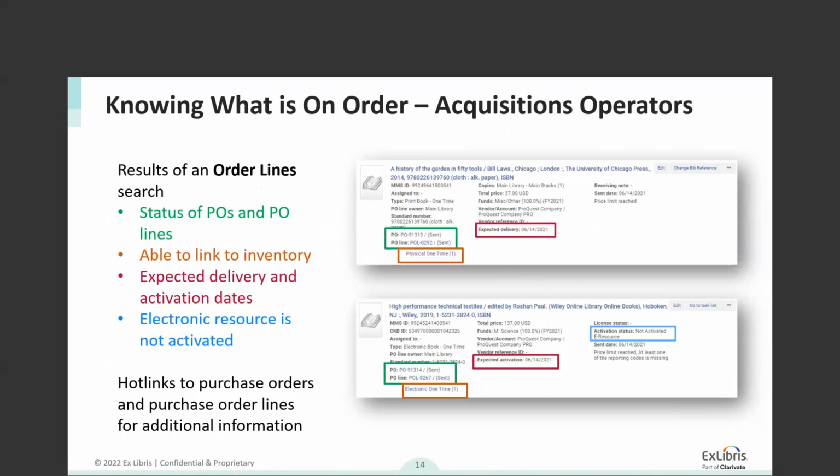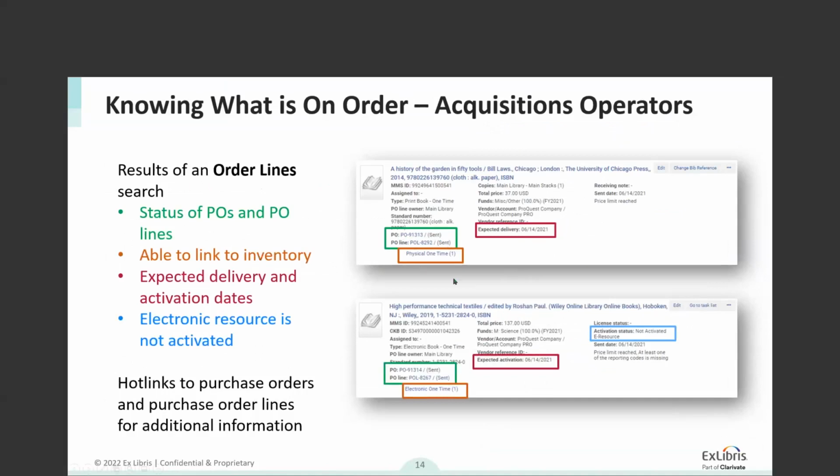So if you're an acquisitions operator and you're in Alma, this is what you'll see for an order line. If I searched order lines, what do I see? And I just got a couple screenshots here. I can see that this purchase order is sent, the PO line is sent, so it's out of our team's hands and it's off to the vendor. We're waiting for this to come in.